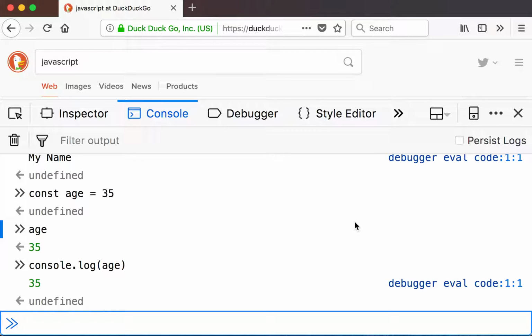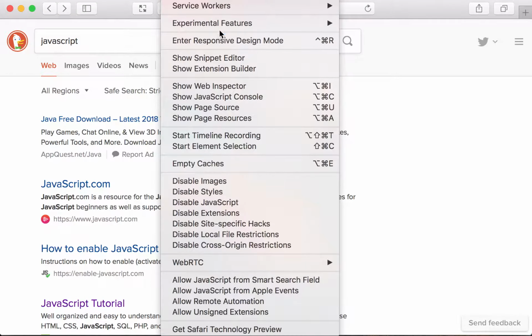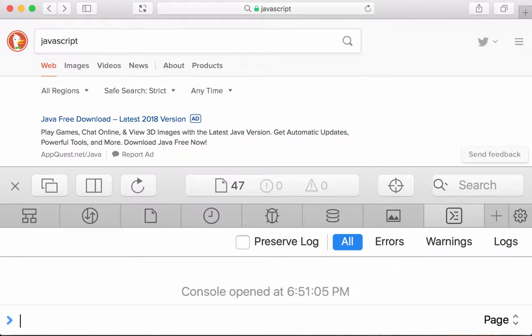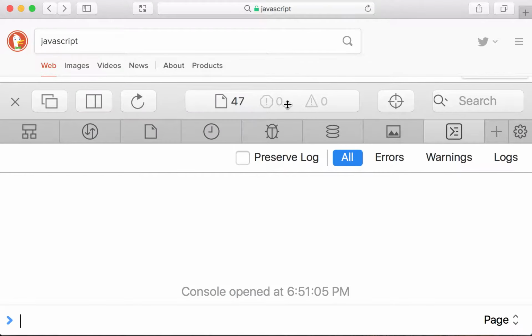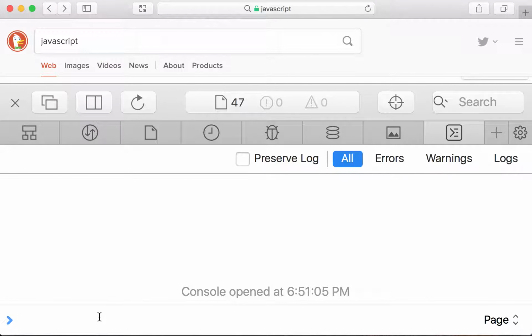First, I want to switch to a new browser so we can have some variation. Let's use Safari. Here I'm in Safari. I have my browser console open. Remember, you can click Develop and then Show JavaScript Console. So let me increase the size here so you can see better. So here at the bottom, all right, let's do some math.